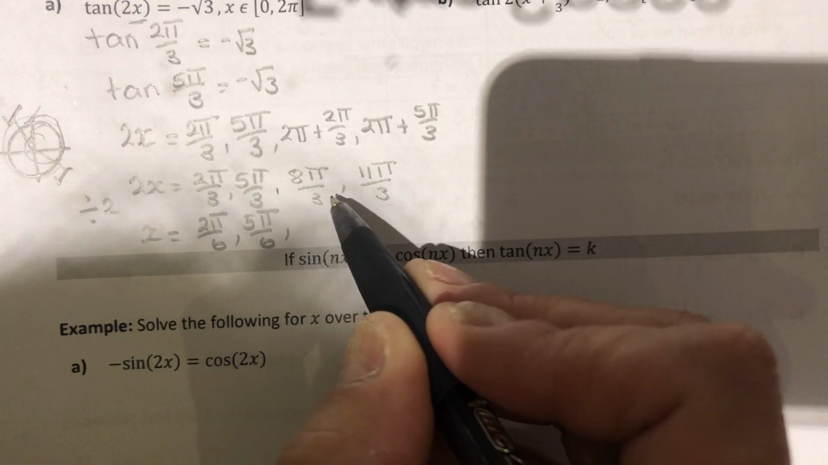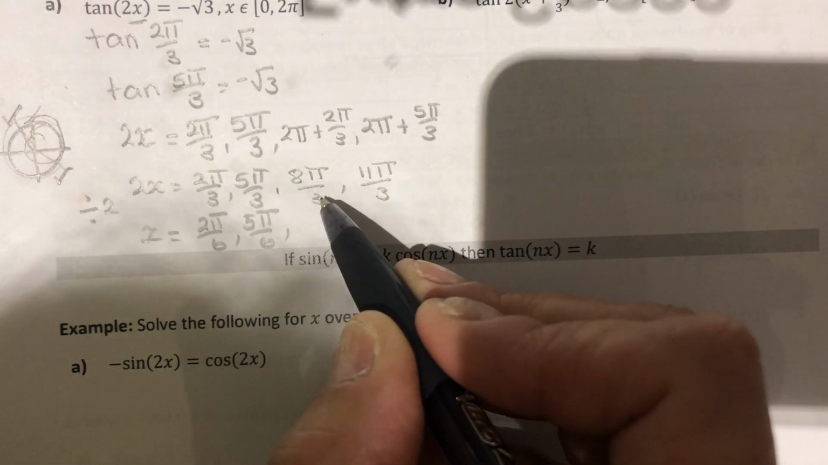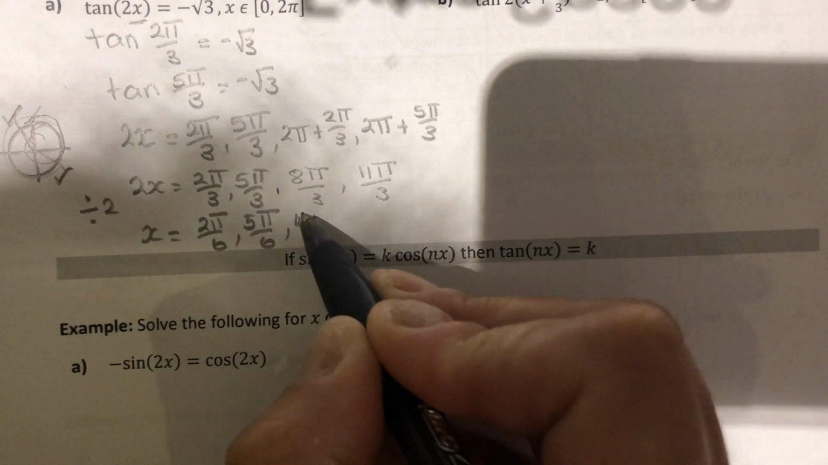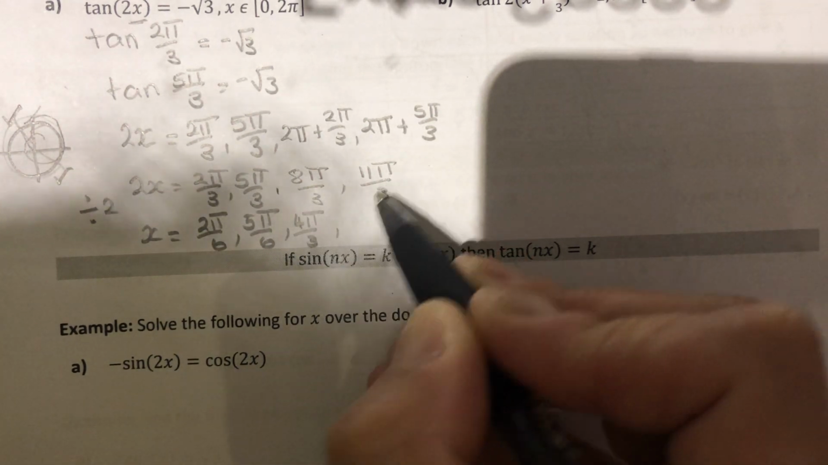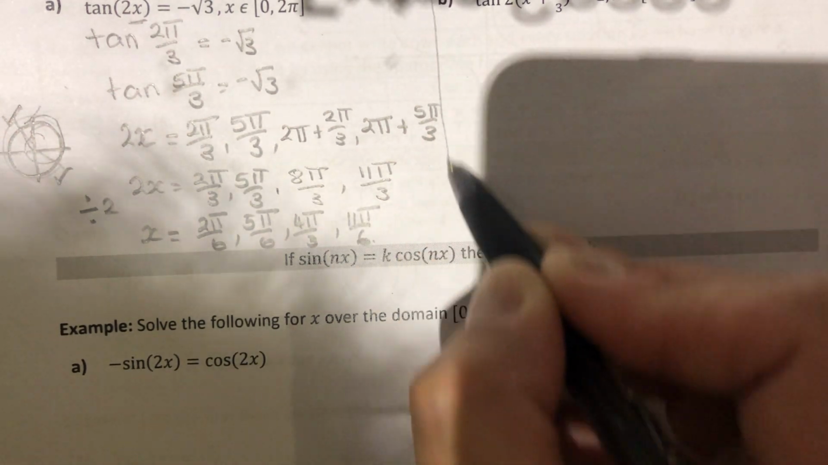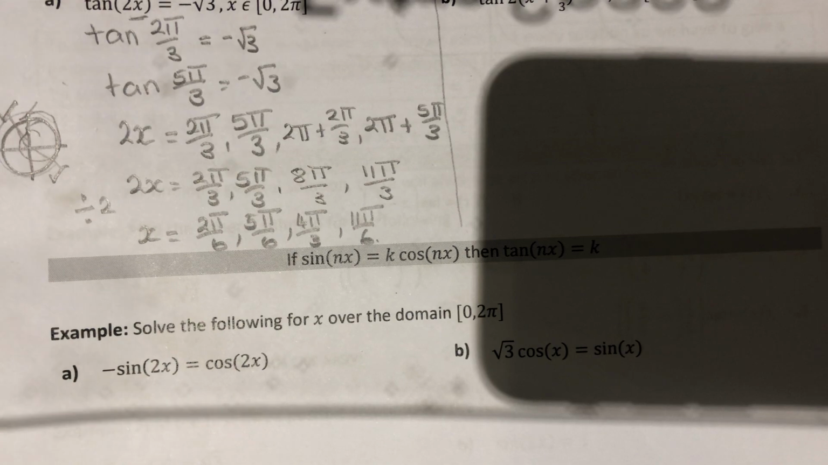Now this one's going to be 8 pi on 6, and of course we can halve both of those. So that will become 4 pi on 3. And then this one will become 11 pi on 6. Okay, that's how we do that question.